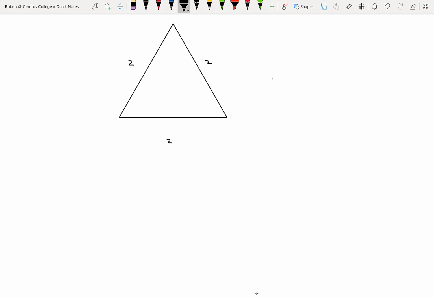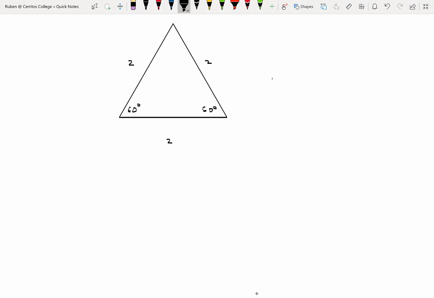And if you remember from geometry, the sum of the angles in any triangle is 180 degrees. So since an equilateral triangle has angles that are also equal, each of those angles must be the total sum, 180 divided by 3, or 60. So each of the angles in an equilateral triangle is 60 degrees.